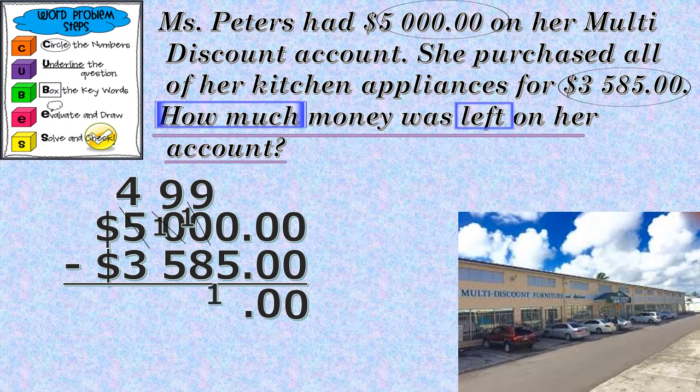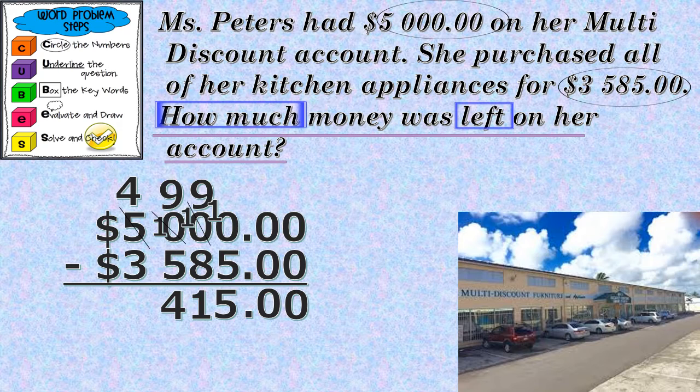Go back to your ones column. You now have 10 ones. 5 ones from 10 ones leaves 5 ones. Place your 5 ones under your ones column. 8 tens from 9 tens leaves 1 ten. Place your 1 ten under your tens column. 5 hundreds from 9 hundreds leaves 4 hundreds. Place your 4 hundreds under your hundreds column.